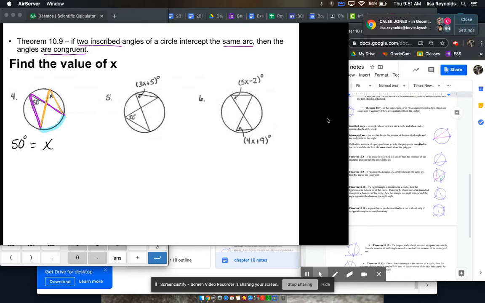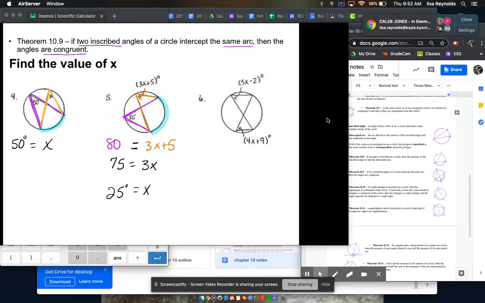So we look at the next one. Pay attention to where the angles are measured. So we have the 80 degrees in the first angle measurement. We have the 3x plus 5 in the second measurement, and they have the same intercepted arc. So these two are congruent. They have equal measures. So we subtract the 5 and get that 75 is equal to 3x and divide by 3. And this x is 25 degrees.